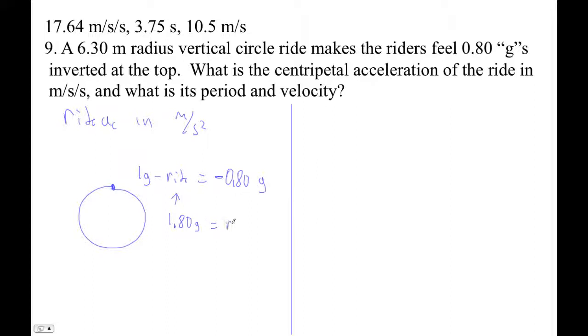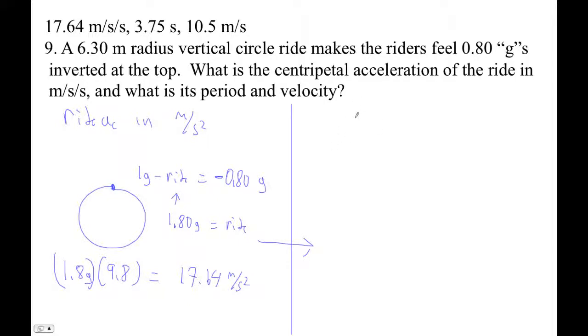So that's the ride. And then we want to get meters per second squared. So we go 1.8 times 9.8. G's times 9.8 gives you meters per second squared. So 1.8 times 9.8 is 17.64 meters per second squared.